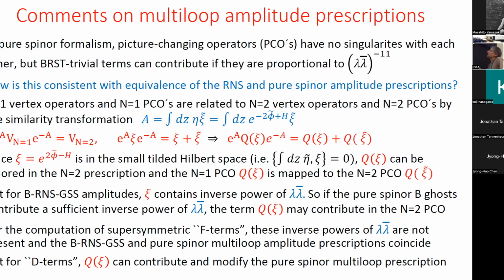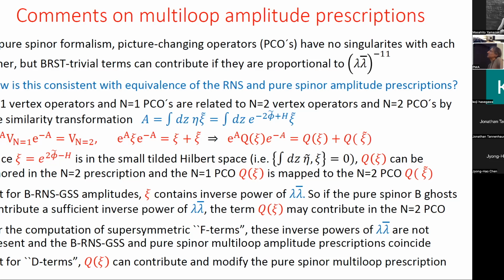So the n equals 2 picture changing operator will be q of xi tilde. The n equals 1 picture changing operator is q of xi. It turns out that when you do this transformation, it takes q of xi into q of xi plus q of xi tilde. And q of xi, of course, has OPEs with itself, so it's just the original n equals 1 picture changing operator. But in the tilde Hilbert space, you can ignore it because it's BRST trivial.